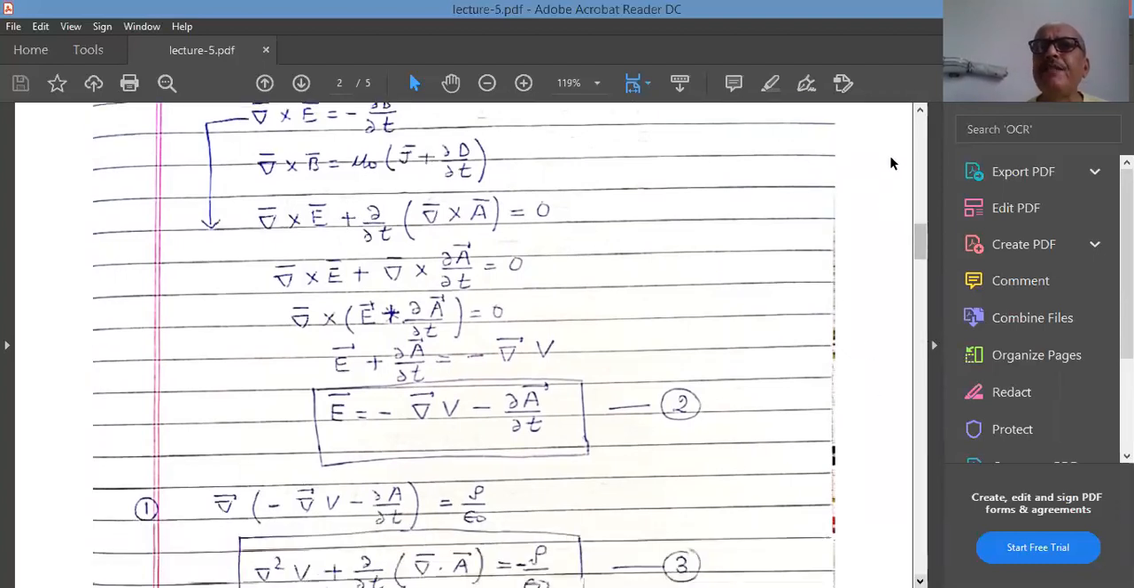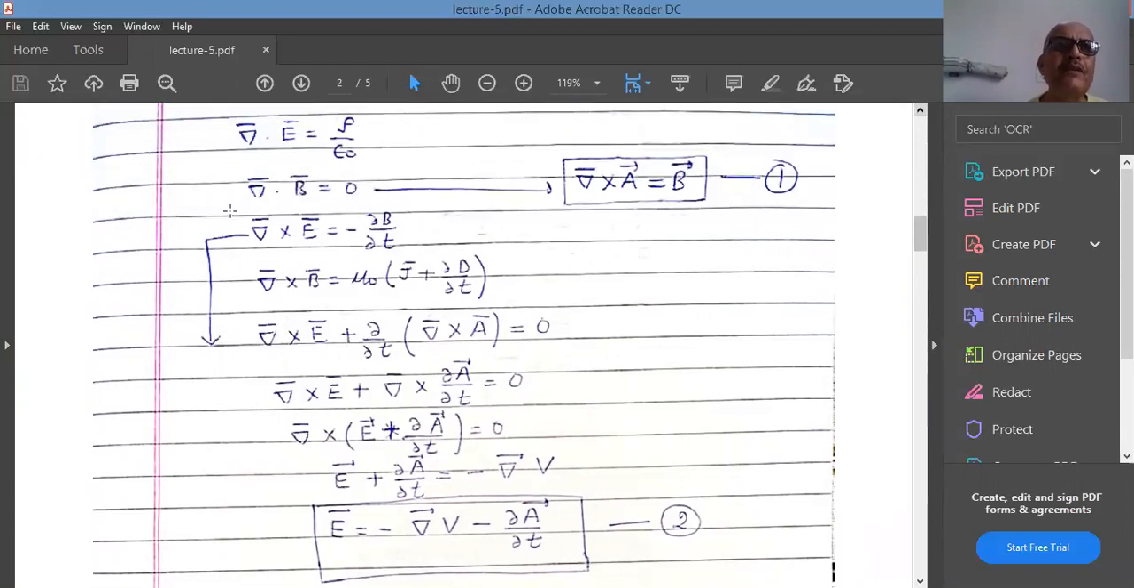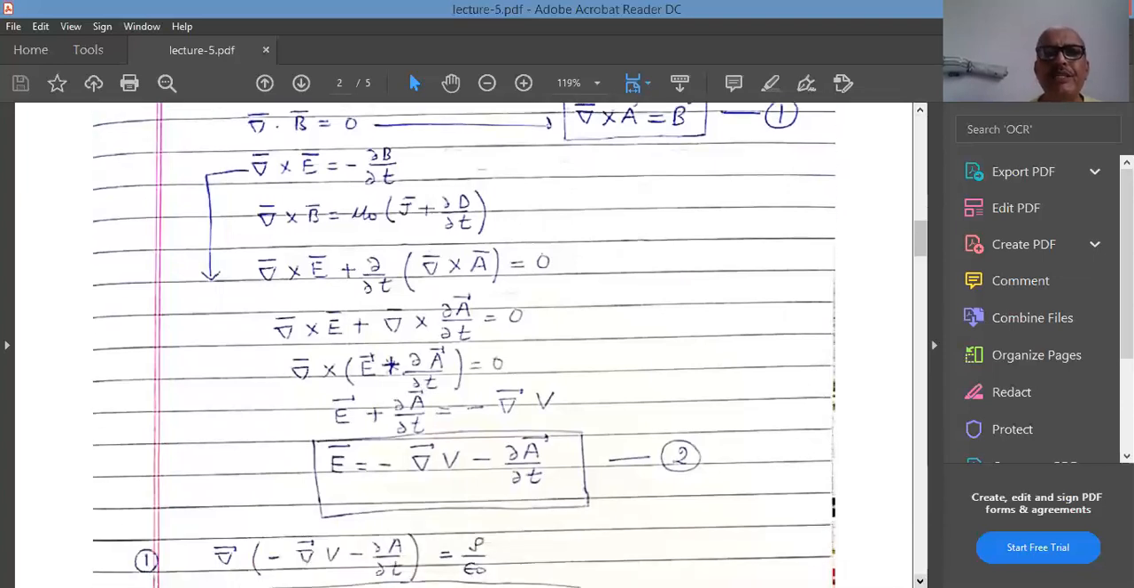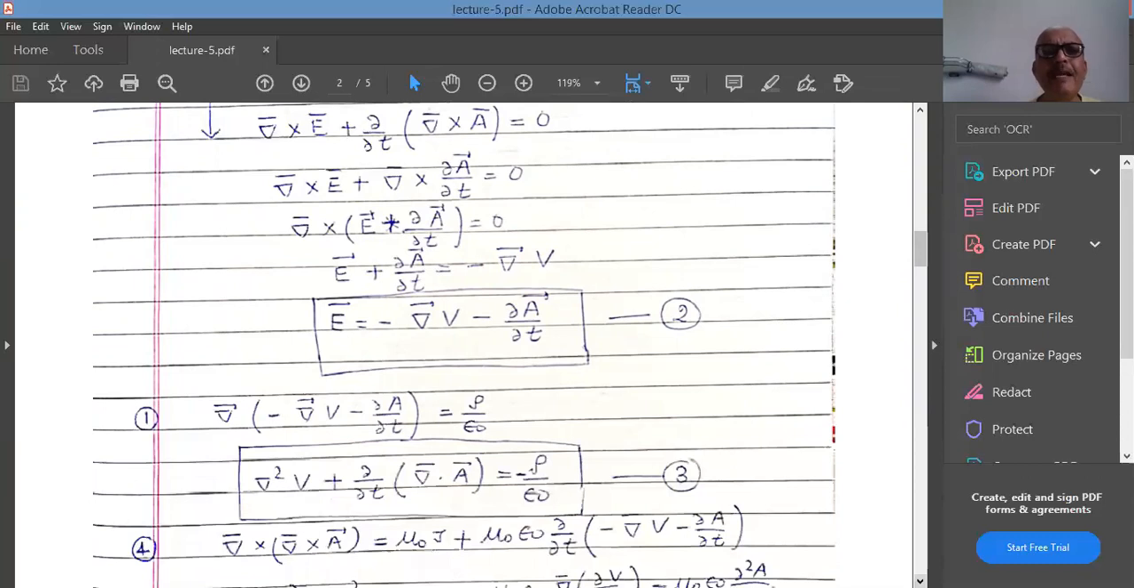Now we are left with two more of Maxwell's equations. We made use of the second equation and the third equation to write B equal to curl of A and E equal to minus gradient of V minus del A over del t. Now we will use this information to rewrite equation number 1 and equation number 4. So let us write these two equations in terms of the new vector and scalar potentials, A and V.